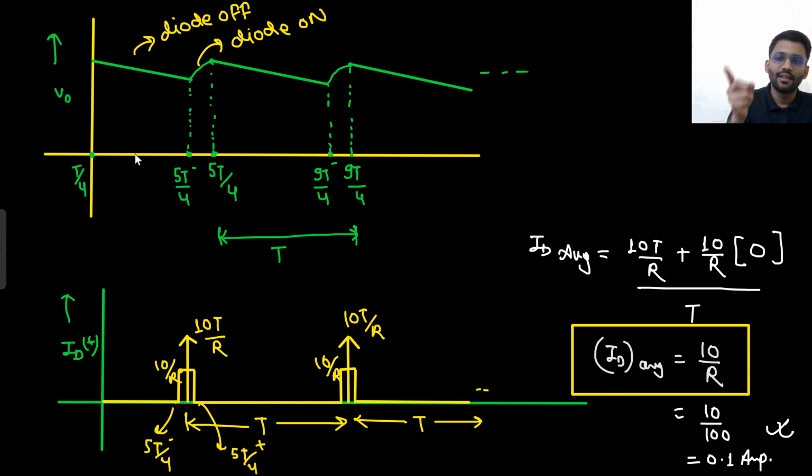Then we made the V0 waveform and the ID waveform. In this region ID was 0 ampere only because the diode was off. When it is turned on, there is certainly a resistor current, but the time window is very small for it. The resistor current 10 by R has a time window from 5T by 4 minus to 5T by 4 plus, that is a 0 time window. So the value given by the current would be 0 ampere, but from the impulse the value you will get is 10T by R divided by the time period. So the ID average you would get is 10 by R, so the current would be 0.1 ampere.